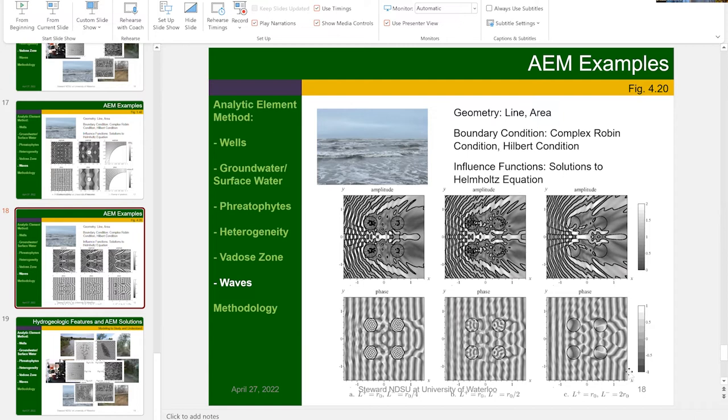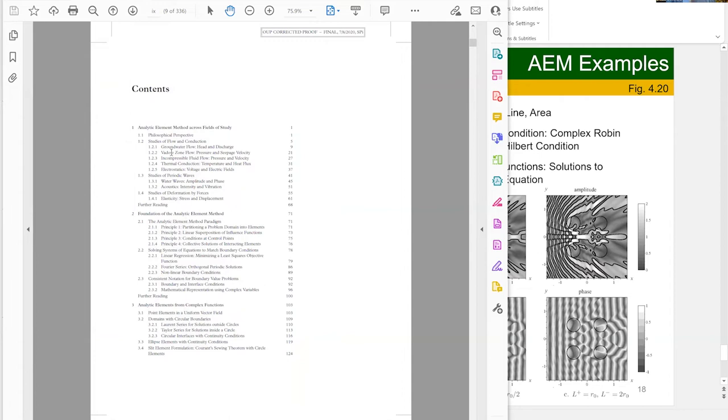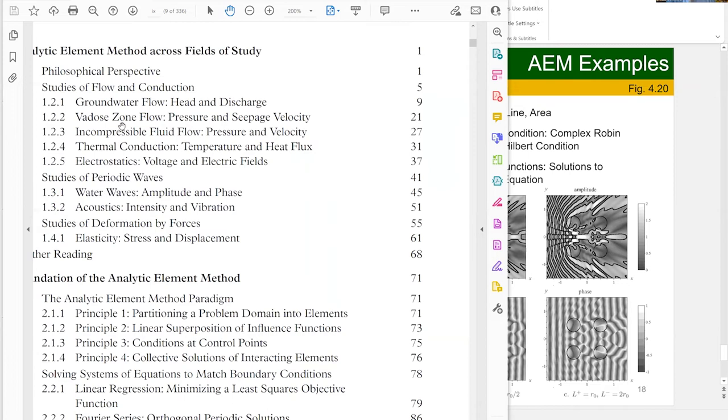Each one of these examples is shown here: groundwater flow, vadose zone flow, and incompressible flow, which covers things like flow over airplane wings. Thermal conduction, which is heat flow. Electrostatics, looking at voltage and currents. Water waves and acoustics. Elasticity, looking at stress-strain relationships. The governing equations from these different fields are all pulled together in ways that the analytic element method can utilize, and then a set of examples for those different fields are shown.